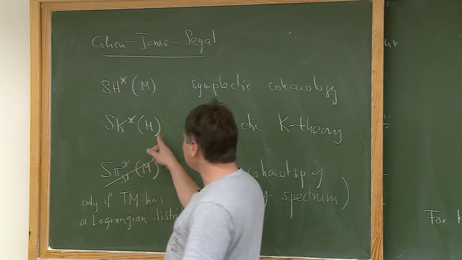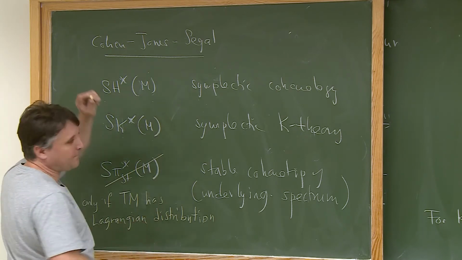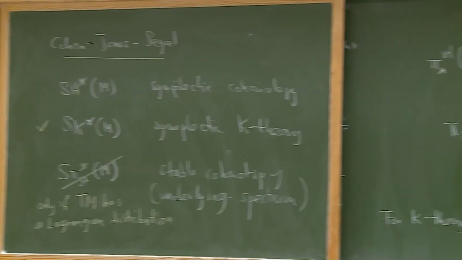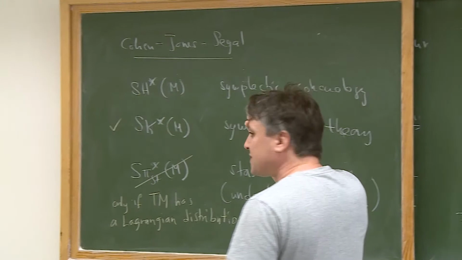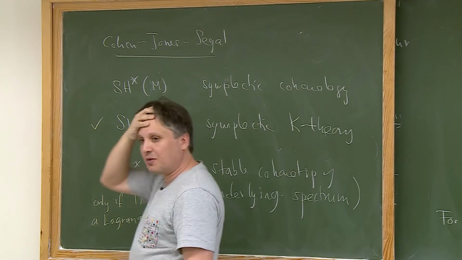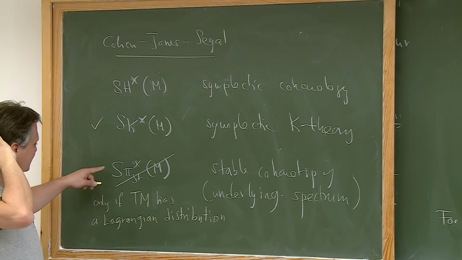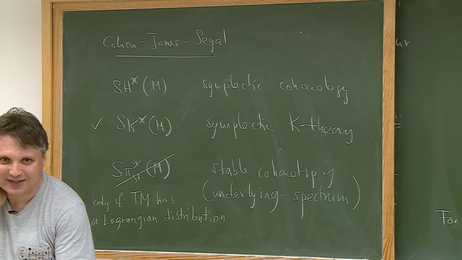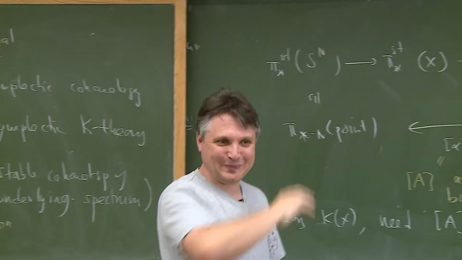But this one here actually always exists, because the spaces that you're dealing with, which are as usual some version of holomorphic maps, are always stably almost complex. So we have cohomology, we have K-theory, and we sometimes, and very non-uniquely, have a Floer homotopy. And this is where things become interesting.